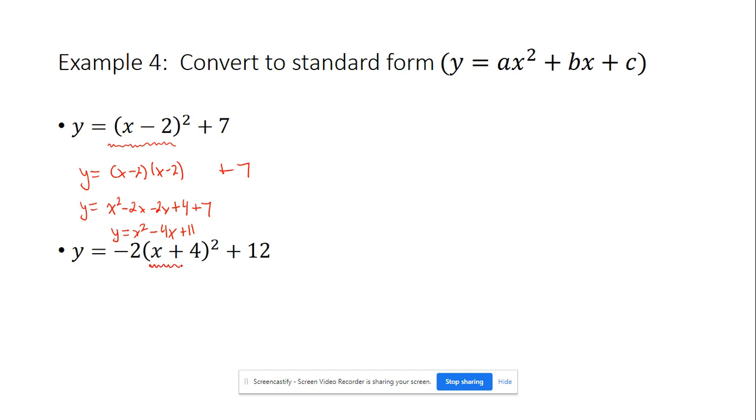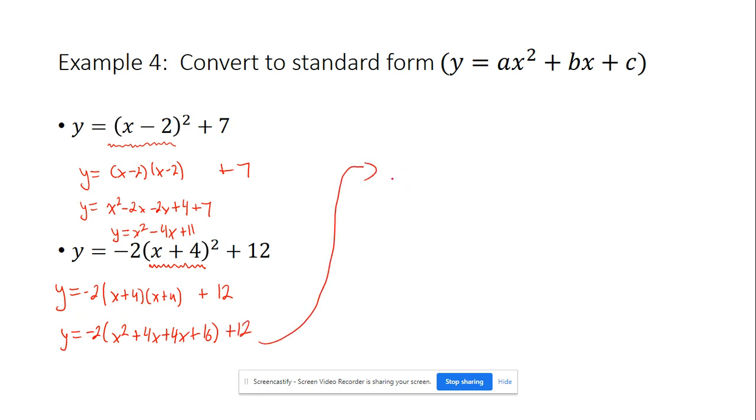Okay, same idea over here. We are going to expand this. We're going to keep the negative 2 out in front for the moment, and keep the 12 separate for the moment as well. So negative 2 times (x plus 4)(x plus 4), that's how the squared works, plus 12. So we got y equals negative 2 times (x squared plus 4x plus 4x plus 16) plus 12.